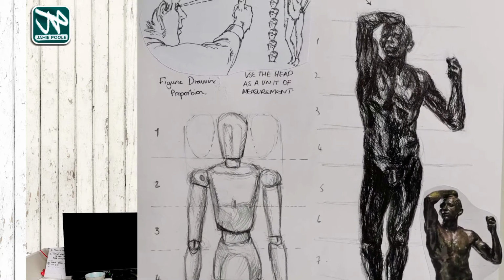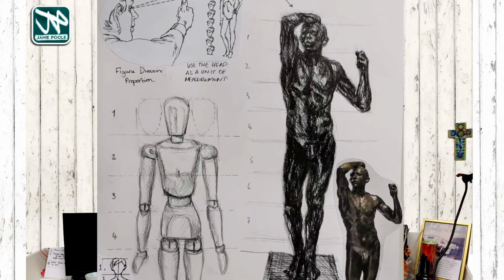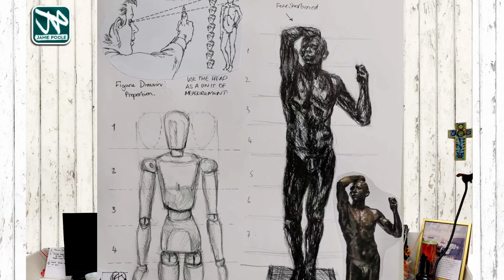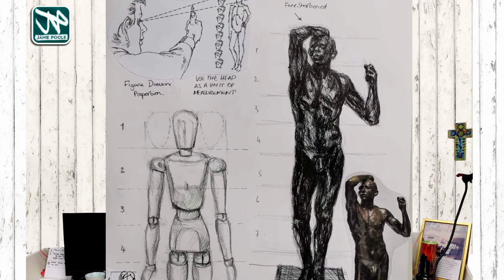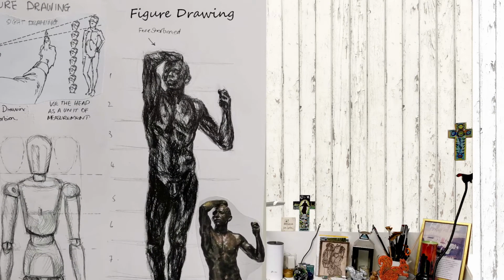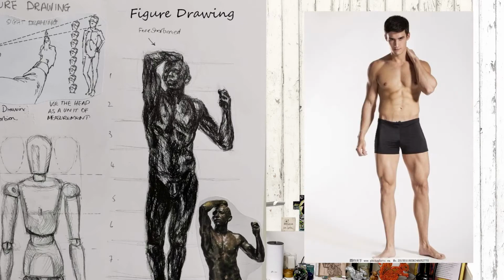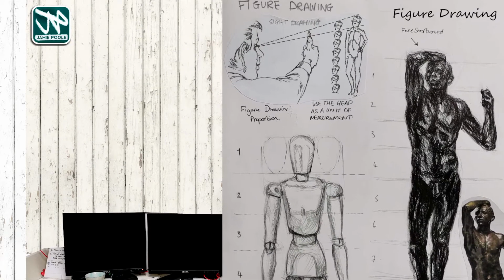If we look over here at Rodin's statue that I drew, you can see I measured it as being 7 heads tall, or 7 and a bit, down to the back of his heels there. Different figures, like for example Fabio over here, I measured as being 6 heads high. So we're going to use the head as a measurement.